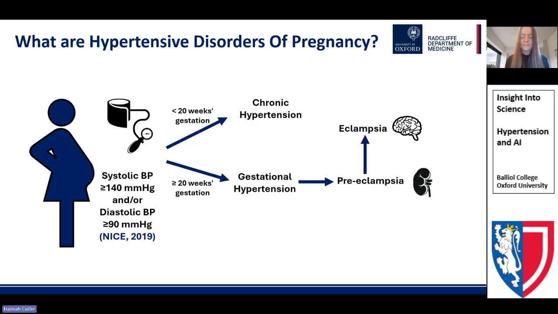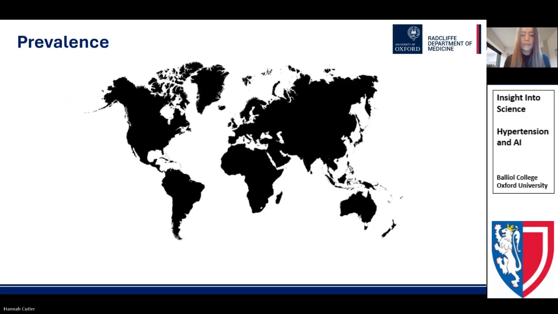Women who develop preeclampsia can also go on to have eclampsia. Eclampsia is where they present with neurological symptoms such as seizures during pregnancy, and they can also develop something called HELLP syndrome. So this is known as hemolysis, elevated liver enzymes, and low platelet syndrome. And this, as the name suggests, is where they have elevated liver enzymes and something's going wrong within that organ.